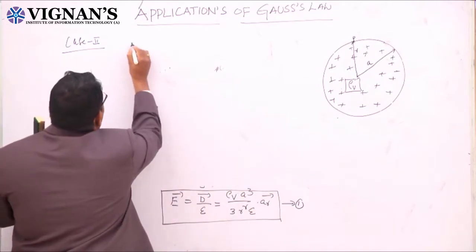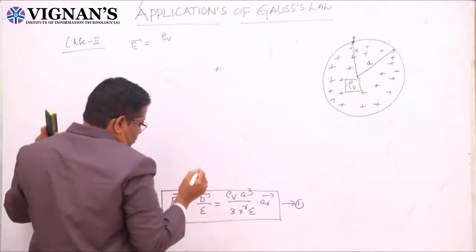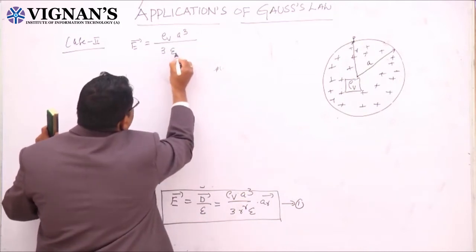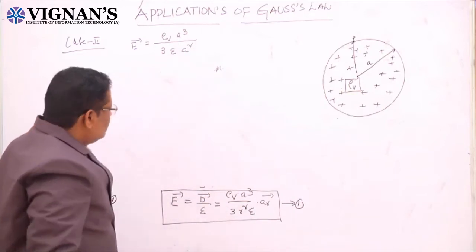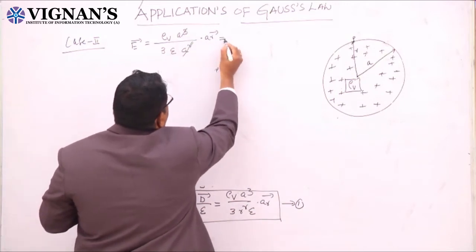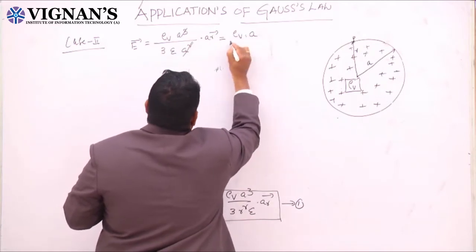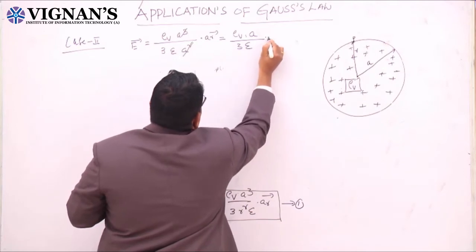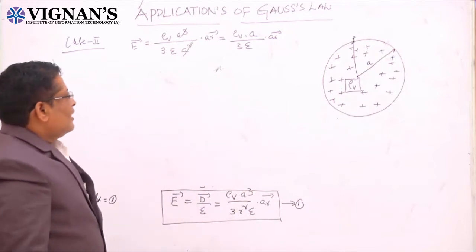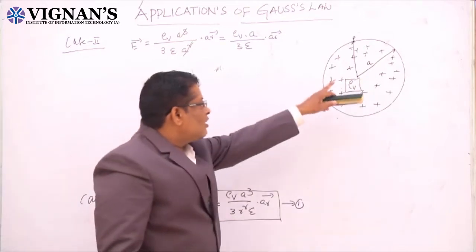Now E bar equals rho v a cube by 3 epsilon a square into a r bar. So this gets cancelled. Finally, you are getting rho suffix v into a by 3 epsilon a r bar. Next, we are going to find out what is the electric field intensity inside of the sphere.